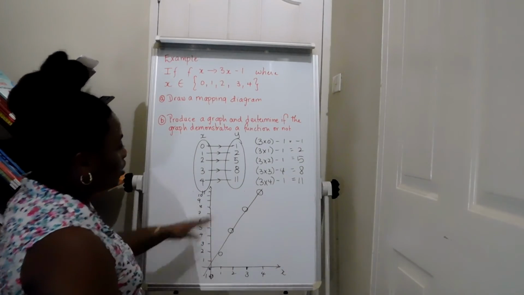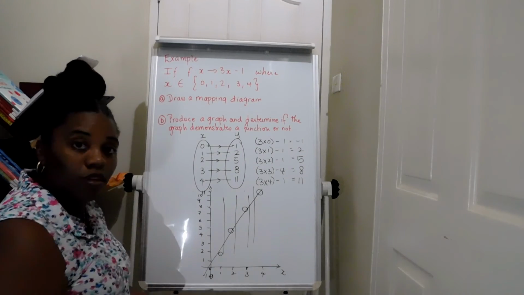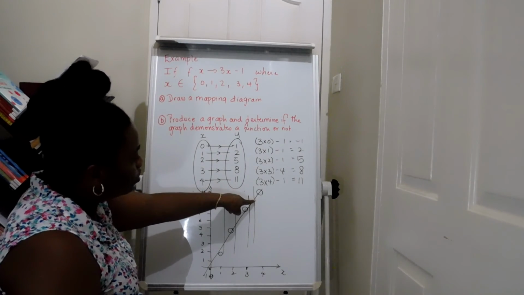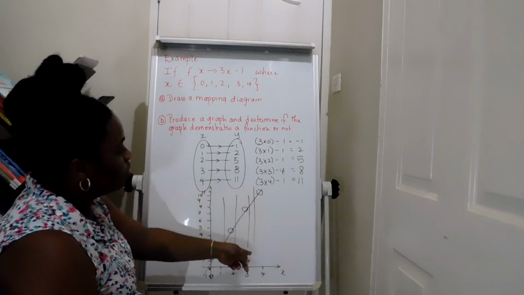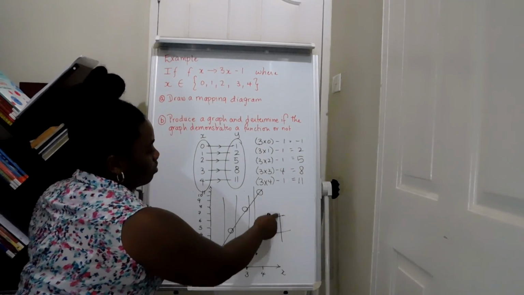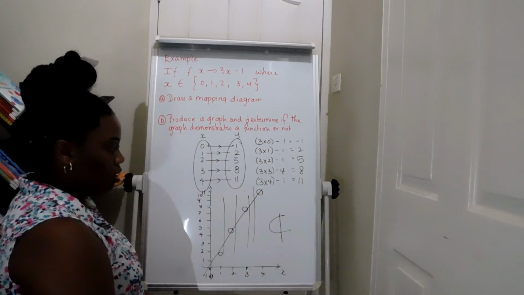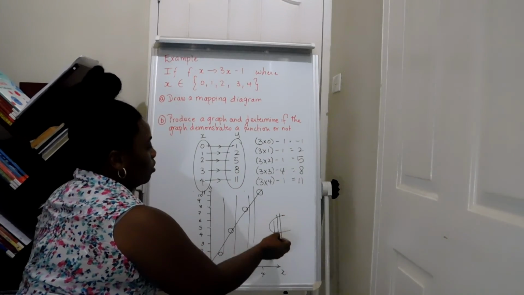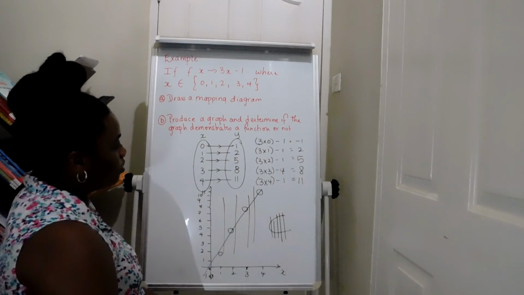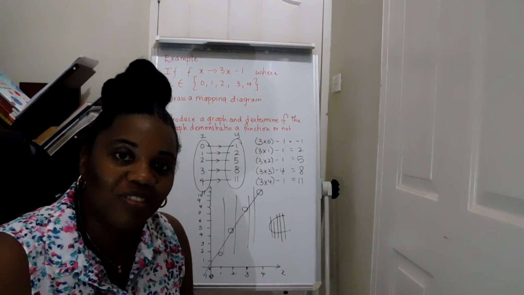So guess what? If we put any vertical line here, does it pass the graph twice? No, it doesn't. If you had something like this, where a vertical line passed the graph twice, then it would not be a function. Here you don't see it passing the graph twice. Understood? I hope so.